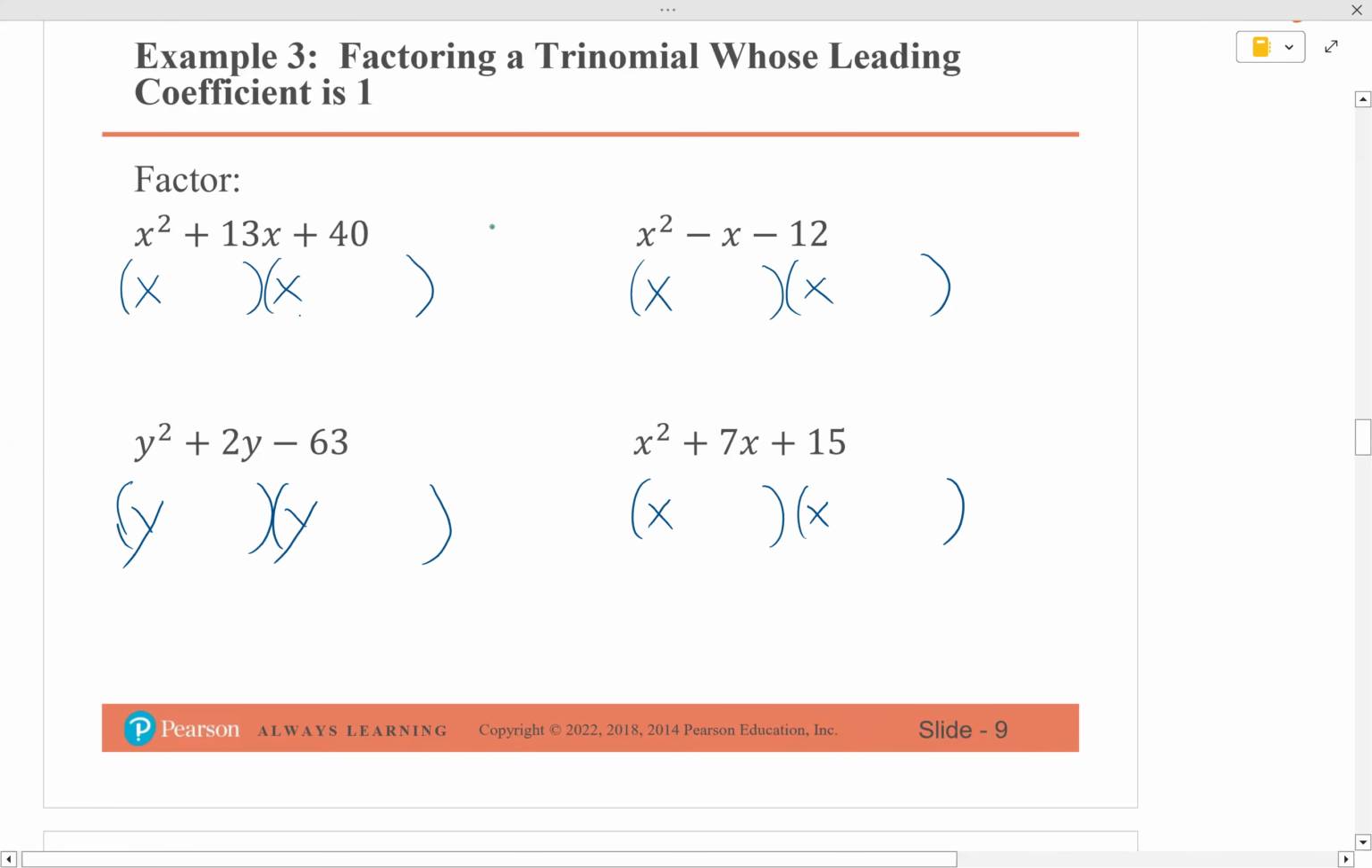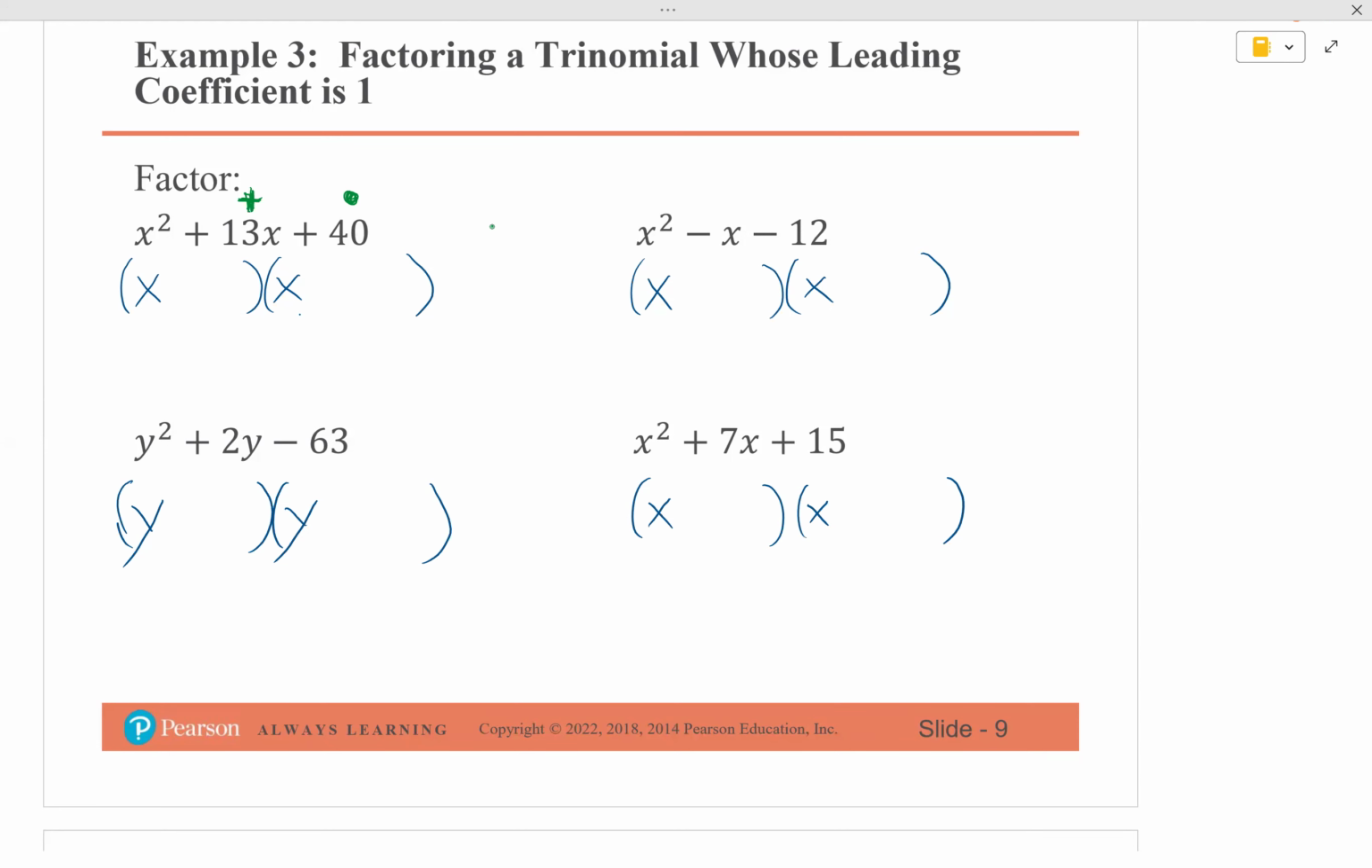On this one, what helps me is to always remember there's a plus in the middle term and a little multiplication symbol on the last term. So I need two numbers whose product is 40, or they multiply to 40 and add up to 13. This is in my head. You don't have to write this down, but this is what I'm thinking.